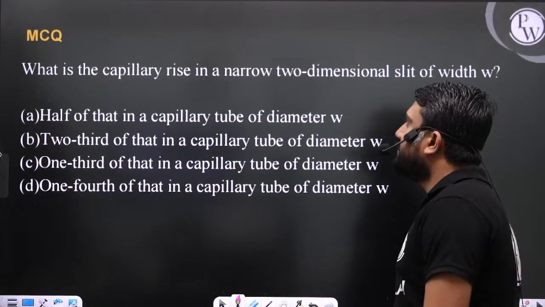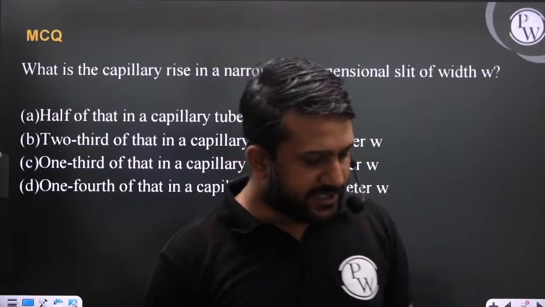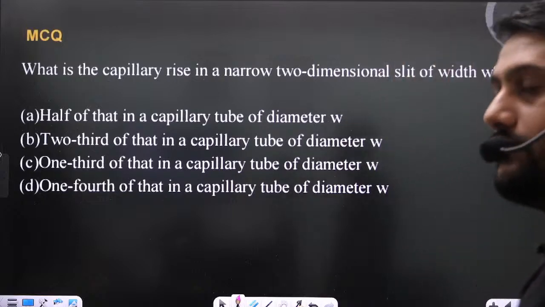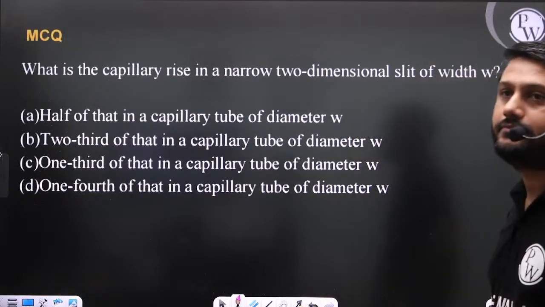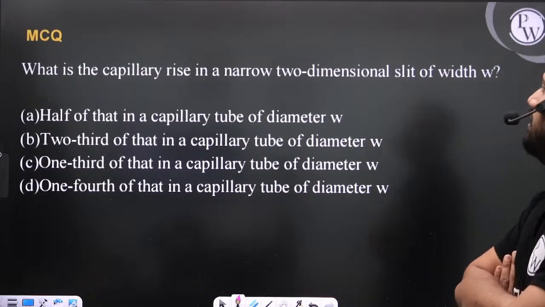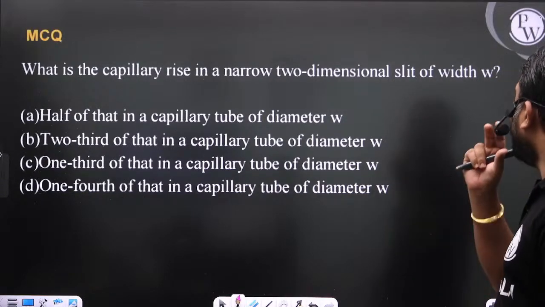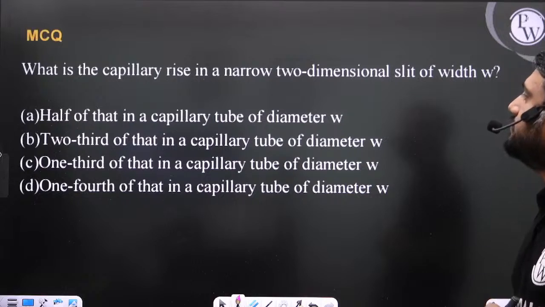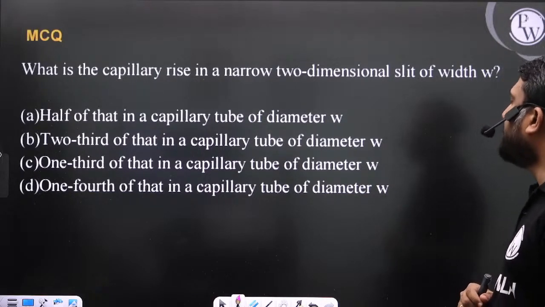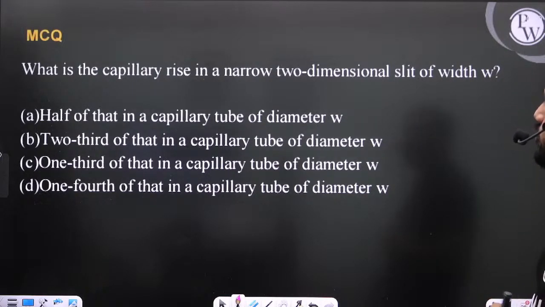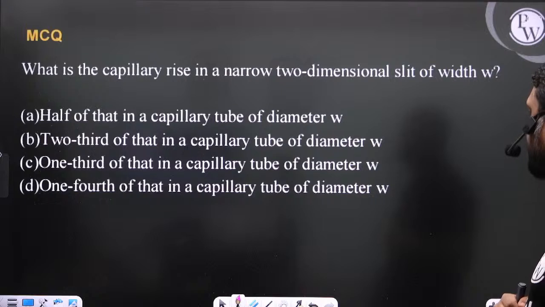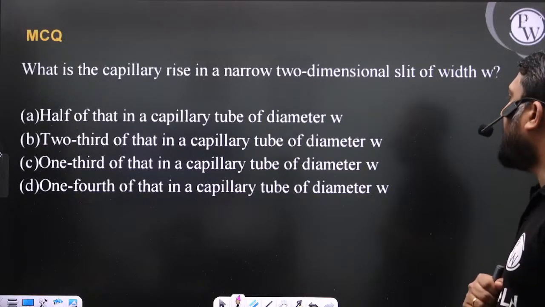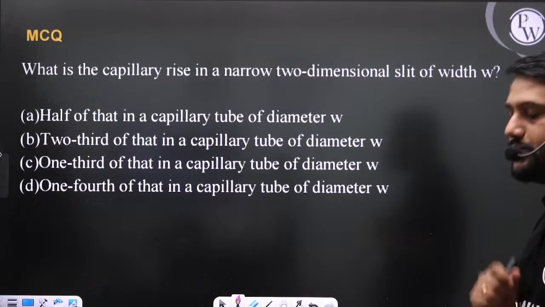Now come to the next question. Question number 2, MCQ problem. What is the capillary rise in a narrow two-dimensional slit of width W? A: half of that in a capillary tube of diameter W, B: 2/3 of that in a capillary tube of diameter W, C: 1/3 of that in a capillary tube of diameter W, D: 1/4 of that in a capillary tube of diameter W. So this is the question.